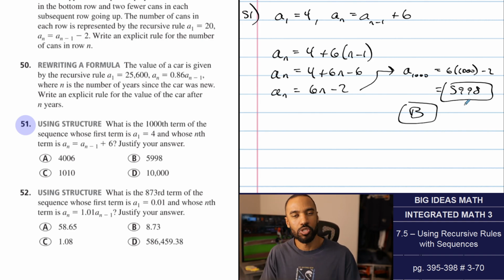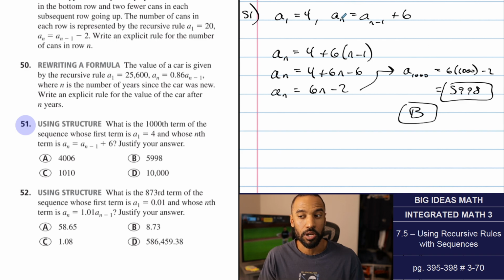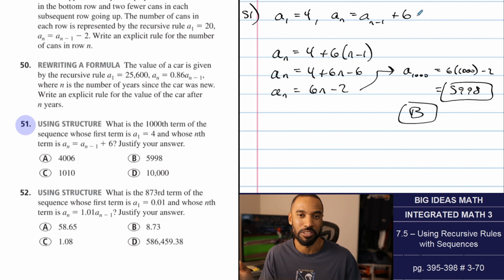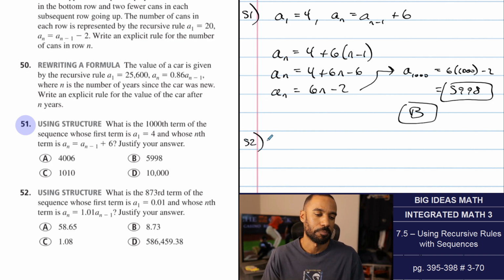Oh, and I used explicit rules because you can plug the number into the equation, boom, like that. In a recursive rule, I can plug in 1,000, but that says take the 999th term plus 6. I don't know the 999th term. I need to know the 998th term, and so on all the way down to the first term. So explicit rules are really good for that kind of thing.